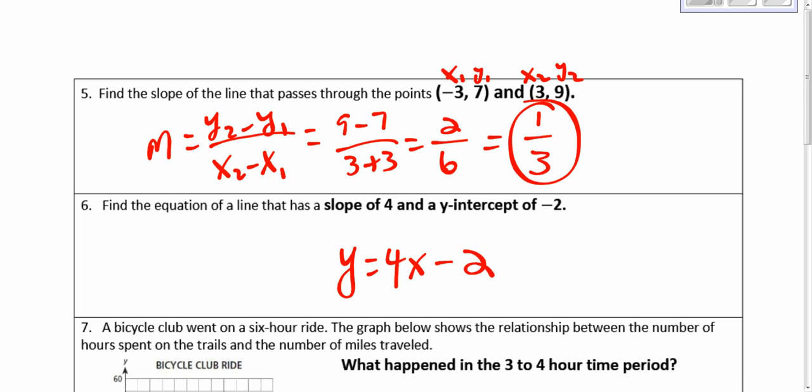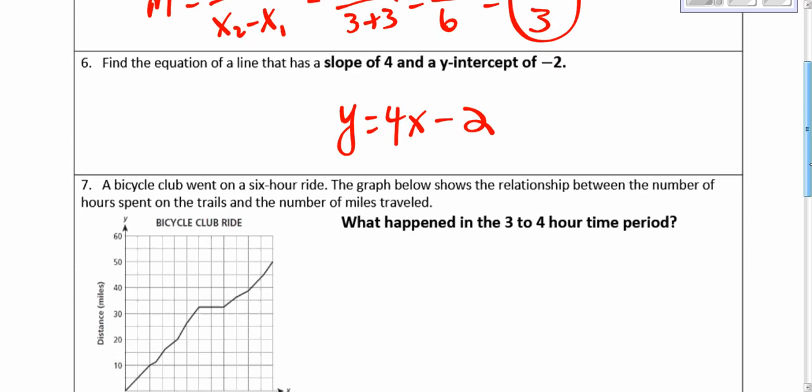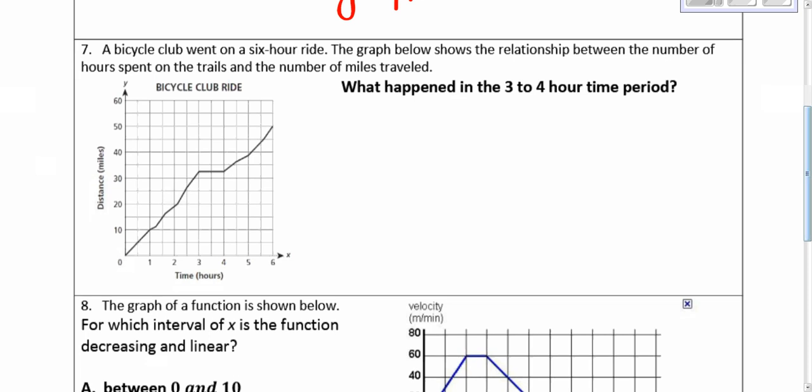So there it is. Number 7, a bicycle club went on a 6-hour ride. The graph below shows the relationship between the number of hours spent on the trails and the number of miles traveled. What happens in the 3 to 4 hour time period? So in between 3 and 4, that's right here. You can see that it is a flat line, slope of 0, which means that it is right around 33 miles. Right around 33 miles. And for that hour, that's not changing. So what happens?